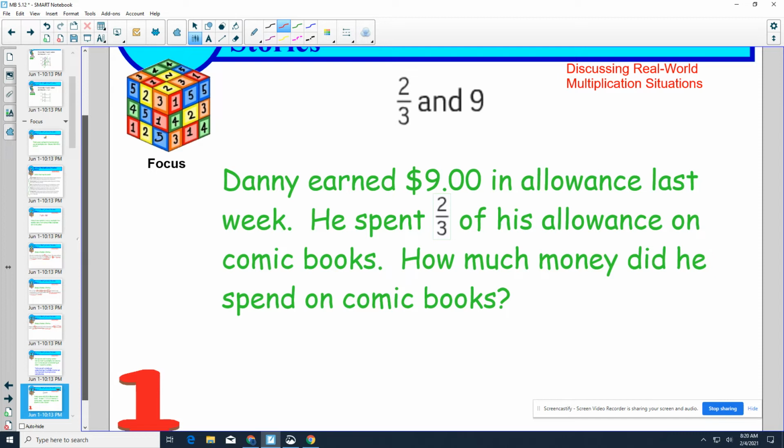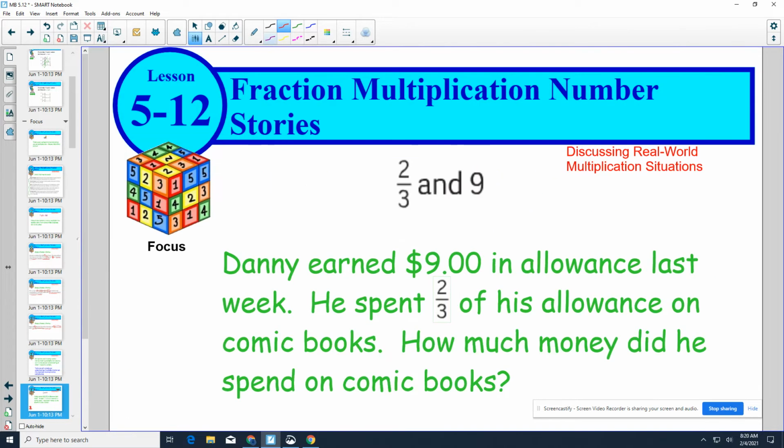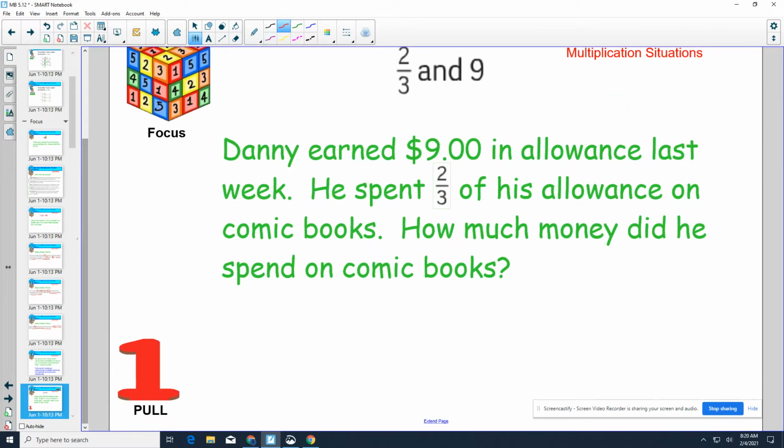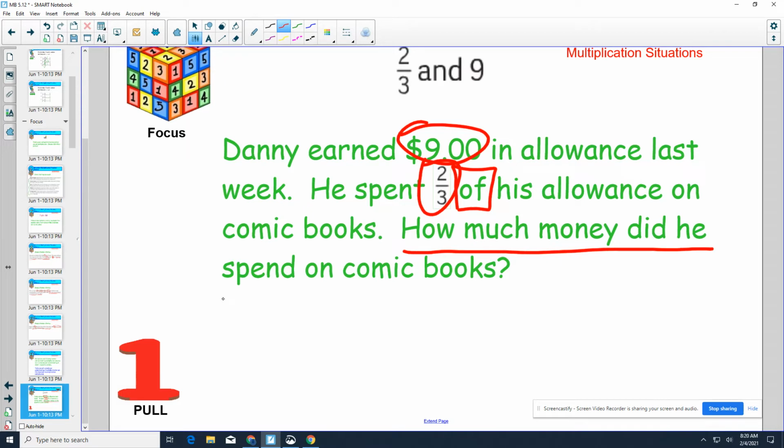Danny earned $9 in allowance last week. He spent 2/3 of, and remember we talked about a fraction of a whole number or a fraction of a fraction, we're multiplying. So we know he had $9 and he spent 2/3 of, and I'm going to box of because that reminds me to multiply, his allowance of comic books. How much did he spend on comic books? So we know we need to find 2/3 of 9 is the way that they wrote that problem.